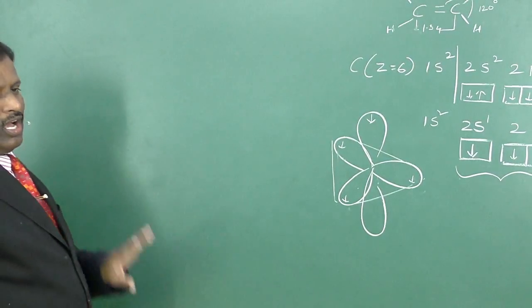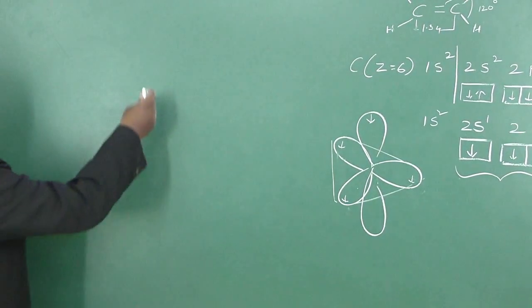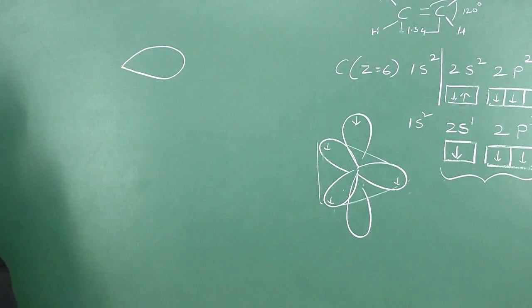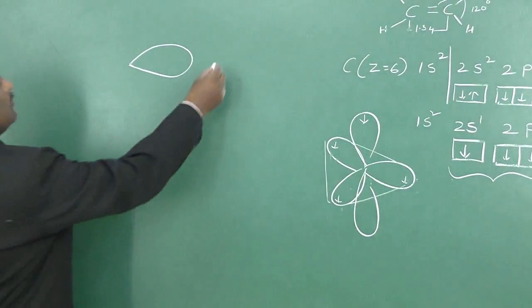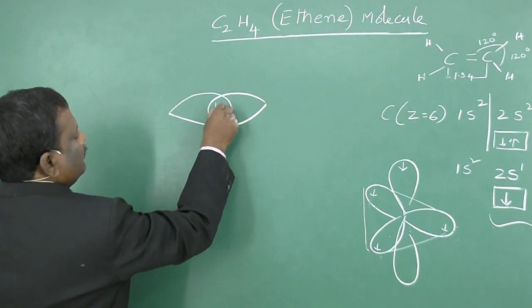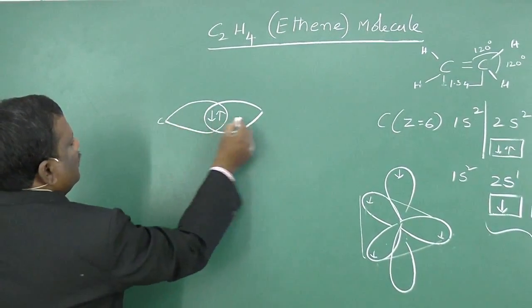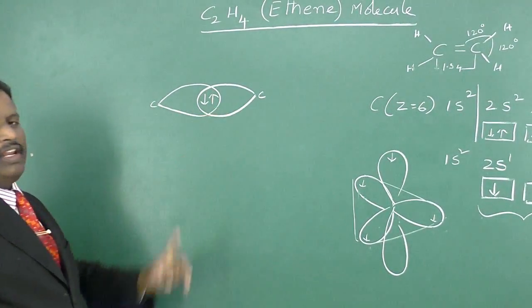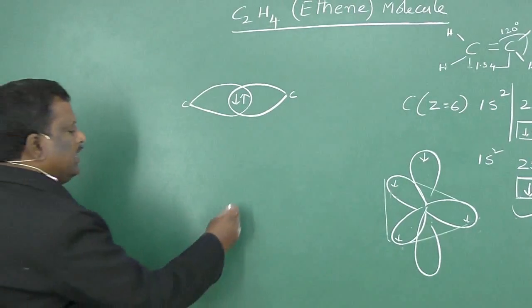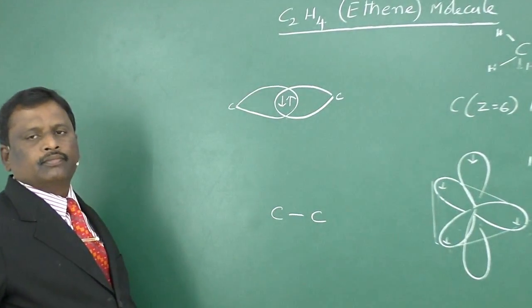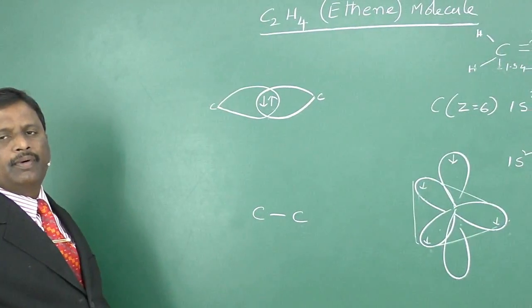Now let us verify how the molecule is forming. So the half-filled sp2 hybrid orbital of 1 carbon atom overlaps with the half-filled sp2 hybrid orbital of another carbon atom. So let it be 1 carbon, and this is also 1 carbon. By mutual sharing of a pair of electrons, it forms a C-C sigma bond.